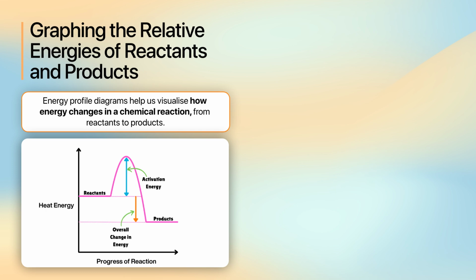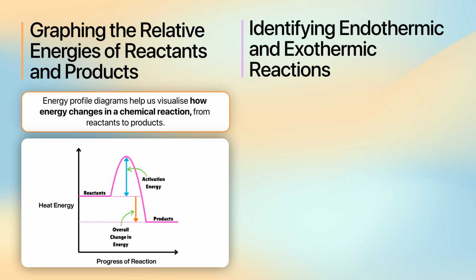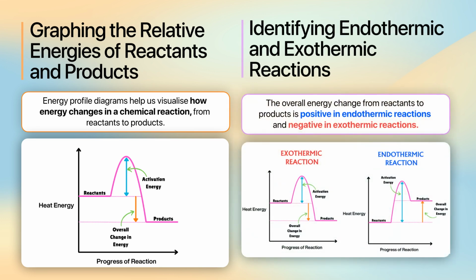Key features of these diagrams include activation energy, the minimum energy required to start a reaction, and enthalpy change, the overall energy change of the reaction. By visualizing and interpreting these diagrams, we can better understand the energy dynamics of chemical reactions and predict reaction behaviors. This lesson has enhanced our ability to use energy profile diagrams as a tool for understanding and predicting the energetic changes that occur during chemical reactions.